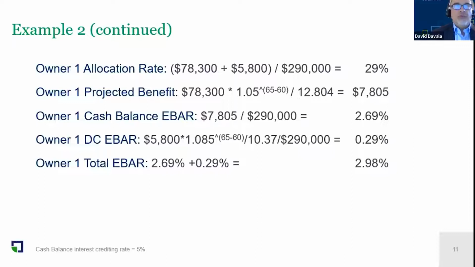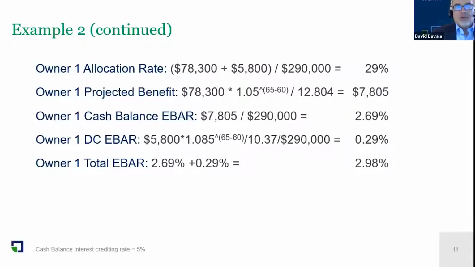The projected benefit for owner one is the cash balance credit of 78,300 projected to age 65 at the cash balance crediting rate of 5%. It is then divided by an annuity factor of 12.804 to get 7,805. Now you may have noticed that this annuity factor is different than the one used in the previous example.